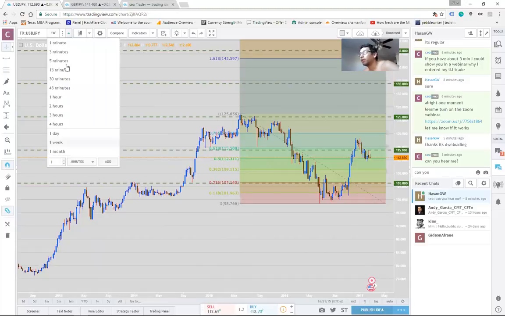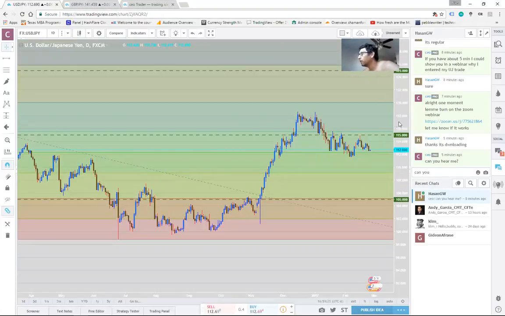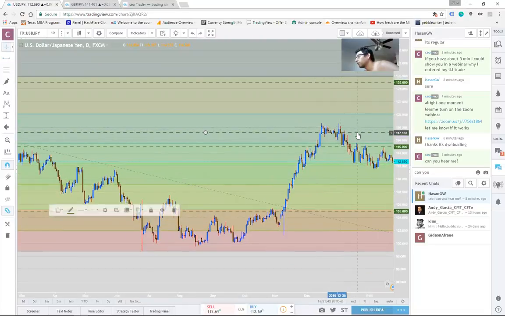So I'll zoom in again to my daily to see what's going on. In the daily, I see that it's within this Fibonacci zone at 115.56 and the Fibonacci zone around 112.38. So if price breaks around this 112.30, more than likely it'll continue down, but it appears to be trending down already. Oops, let me get rid of that.